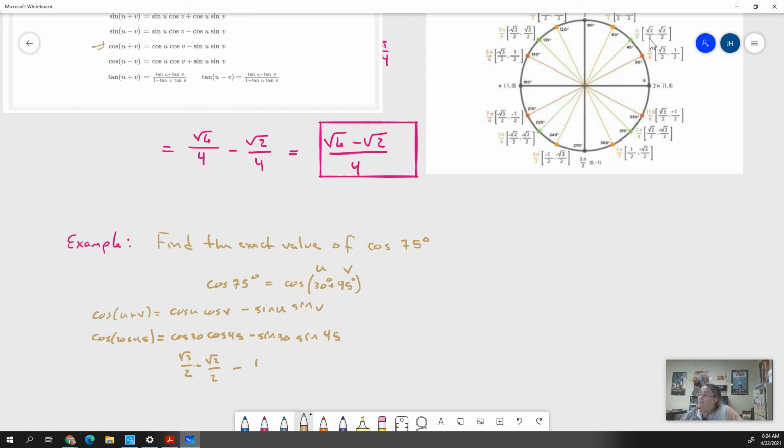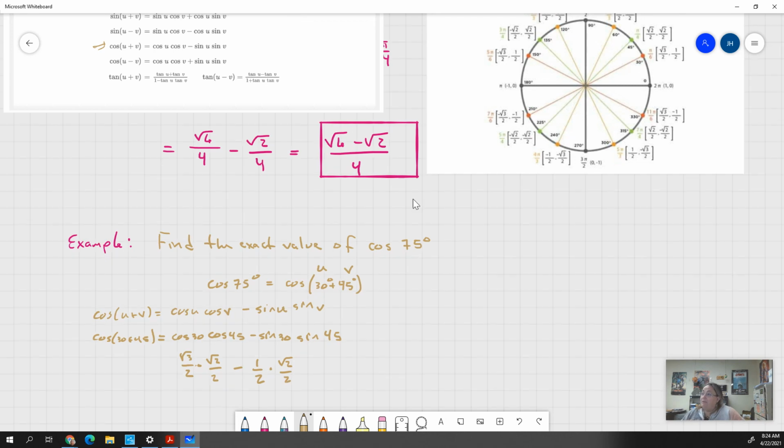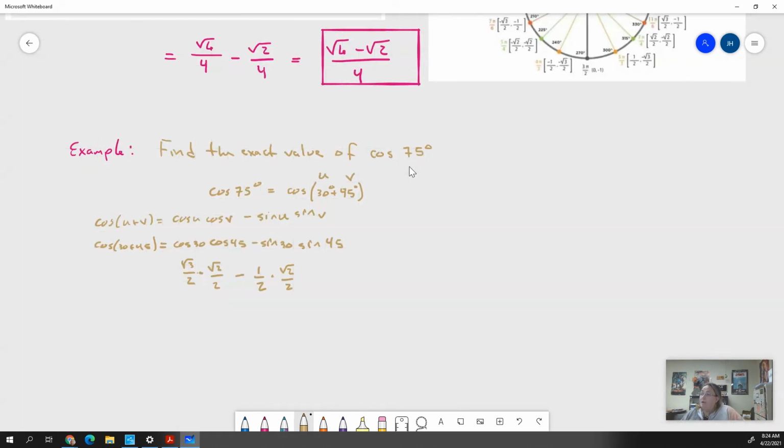So we've got minus 1/2. Sine of 45, everything at 45 is just radical 2 over 2. And now all we have to do is put these numbers together again, right? And we wind up with radical 3 times radical 2, which is radical 6 over 4, minus radical 2 over 4. And again, we are left with radical 6 minus radical 2 over 4.